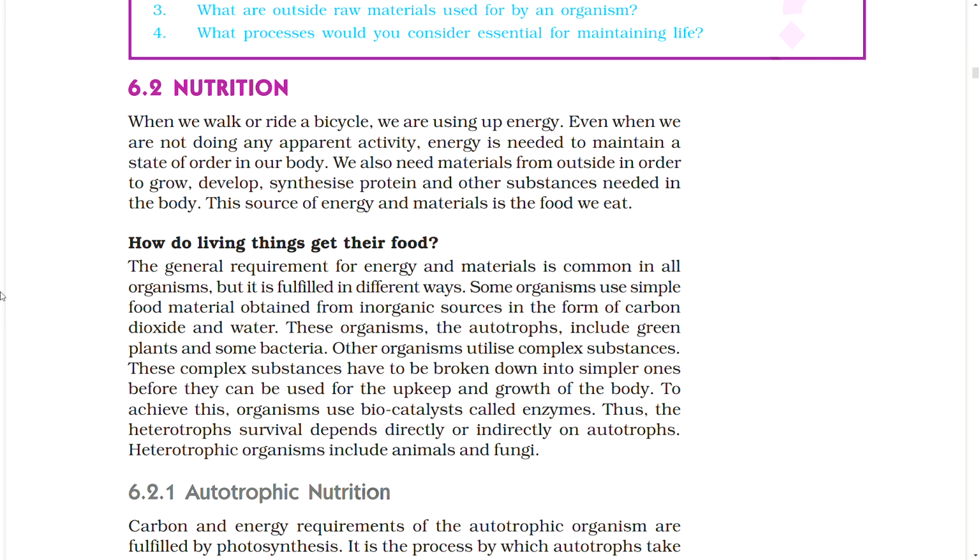Other organisms utilize complex substances. These complex substances have to be broken down into simpler ones before they can be used for the upkeep and growth of the body. To achieve this, organisms use biocatalysts called enzymes. Thus, the heterotroph's survival depends directly or indirectly on autotrophs. Heterotrophic organisms include animals and fungi.